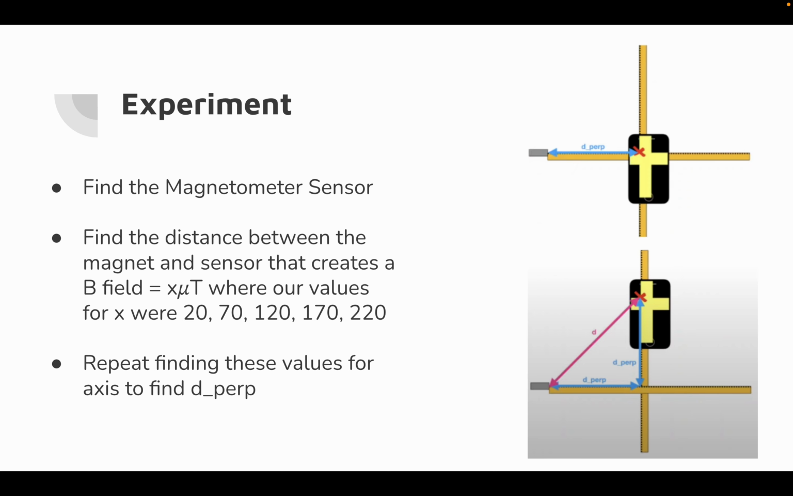For the actual experiment, first, we needed to find the magnetometer sensor, and then we wanted to find the distance between the magnet and the sensor that would create a B field equal to x times mu times t, where our values for x were 20, 70, 120, 170, and 220, which we'll see in the next slide. Then we repeated finding these values off-axis to find dperp.